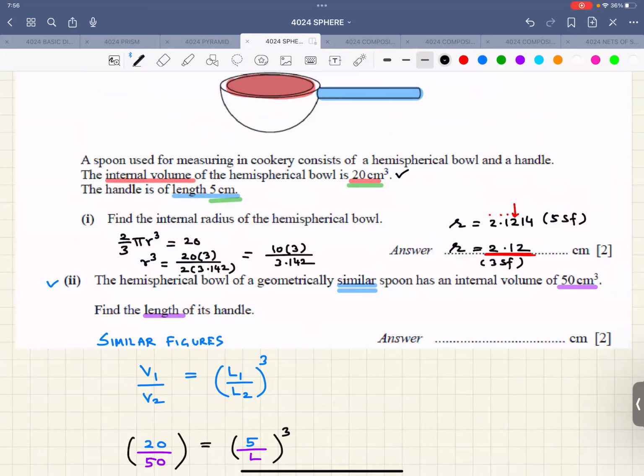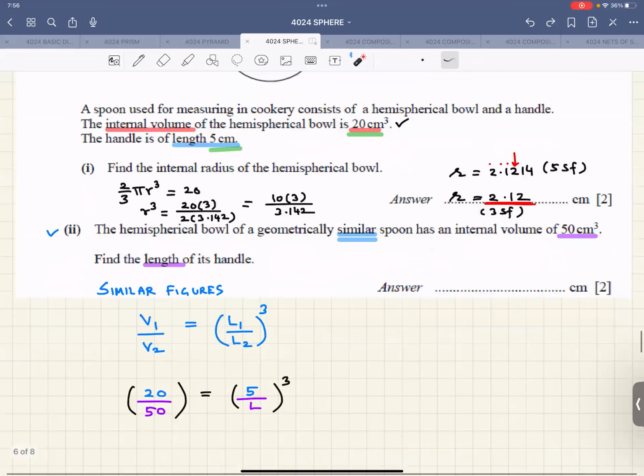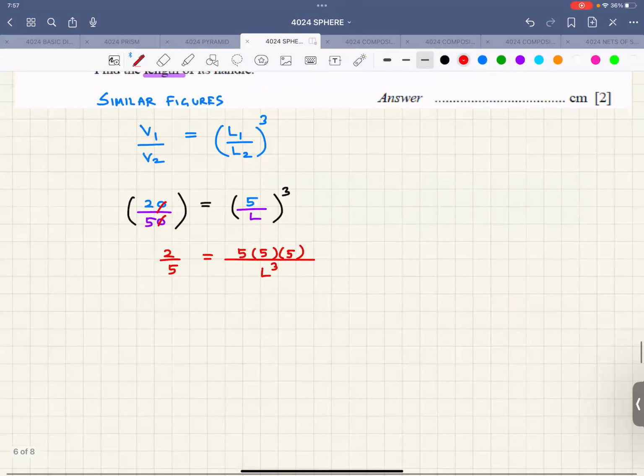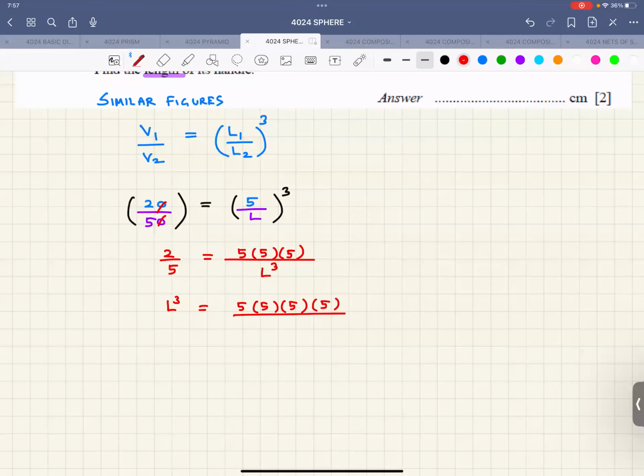Let me just charge my pencil, hold for a second. So now small volume over here, which is 20, and then small length. This is more than double. So what is the length according to this formula? So therefore, let me simplify. So the zeros cancel out. This is 2 over 5 is equals to 5 into 5 into 5, because I need to cancel. That is why I'm writing it like this. And this is L cube. So therefore, L cube is 5 into 5 into 5 into one more 5 divided by 2.